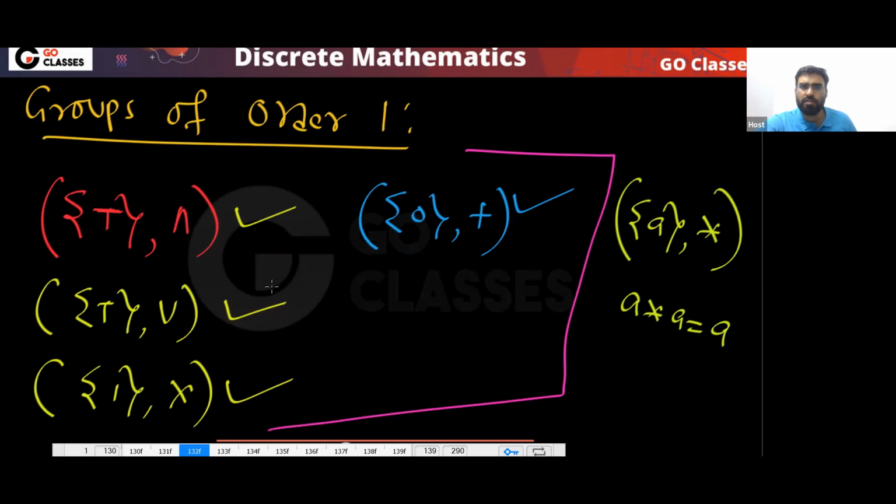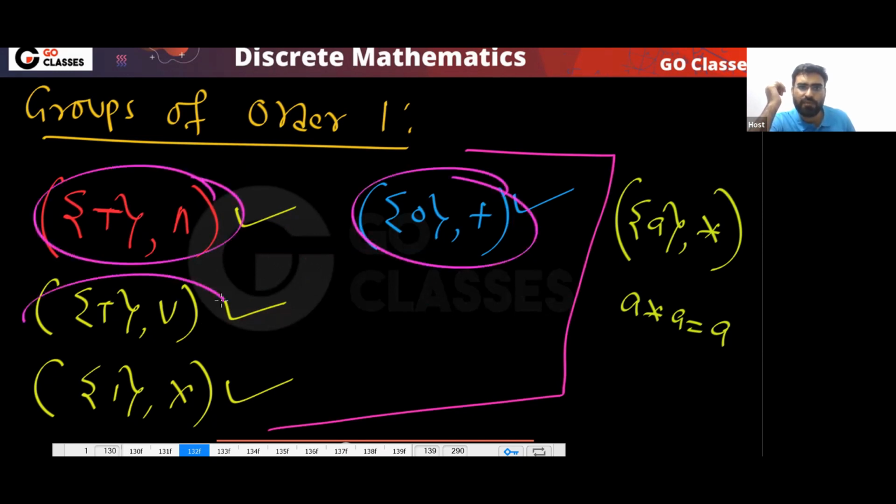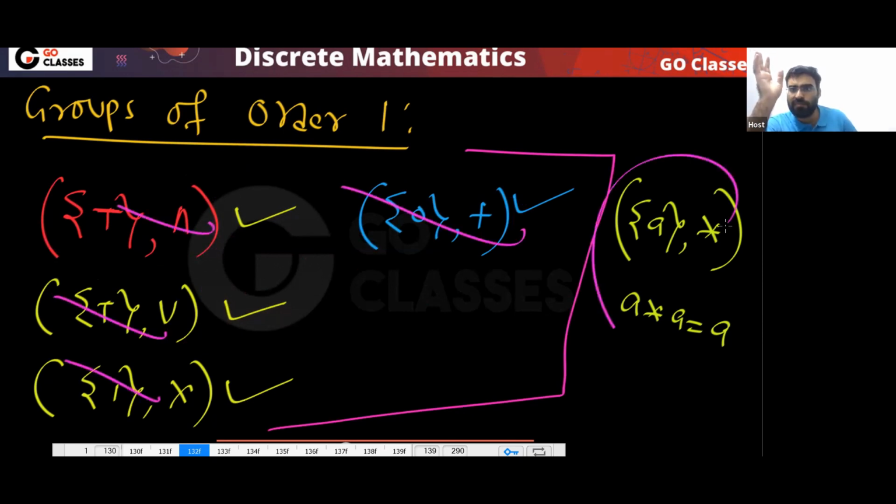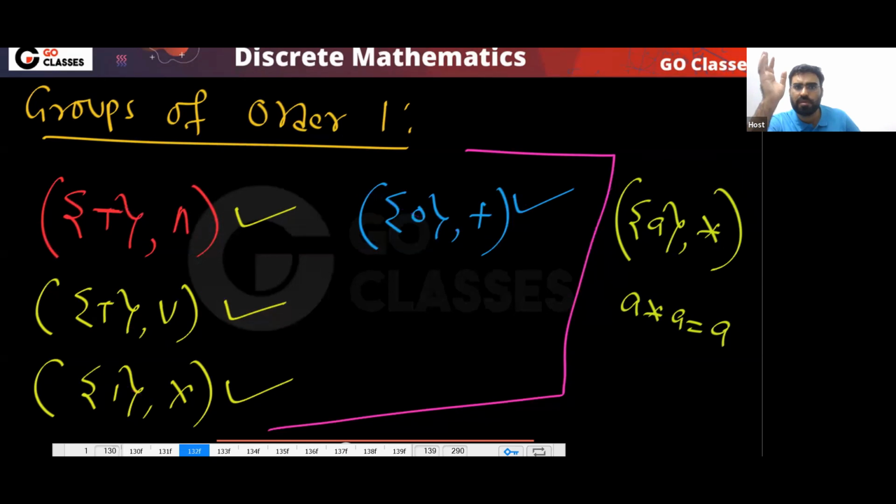Just understand this point. All of them are different. This is different from this. This is different from this. But the point is, all of them have the same structure. This. All of them have this structure. So I can say all of them are isomorphic. We will call them all isomorphic. Is this clear?